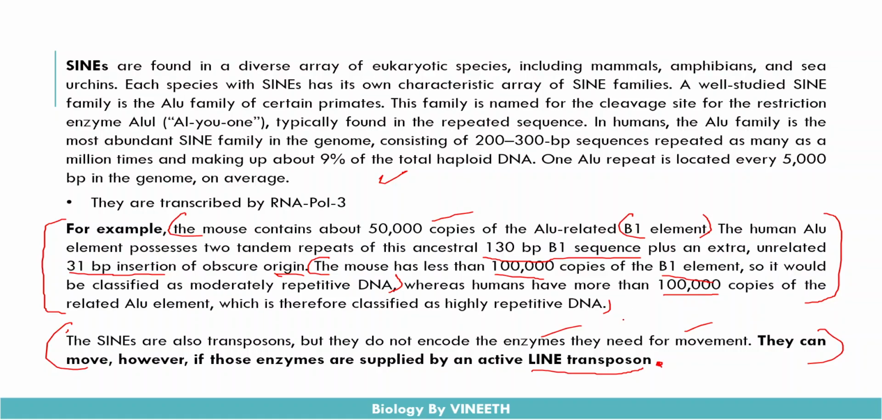But if you look at the human genome, the SINE copies, the ALU elements or B1 elements, are present in more than 100,000 copies, more than the mouse amounts. So these larger amounts are considered as what? Highly repetitive DNA sequences. These SINEs are regarded as highly repetitive DNA sequences, majorly as interspersed sequences.